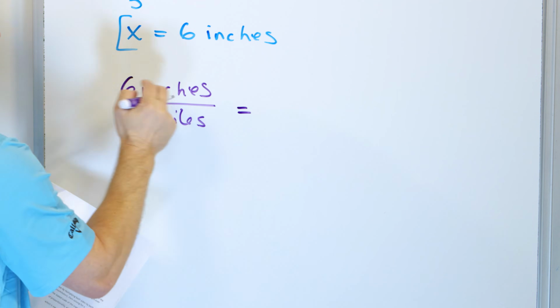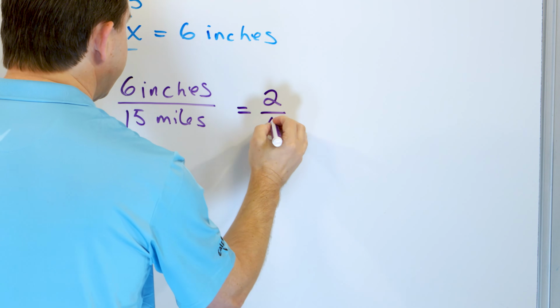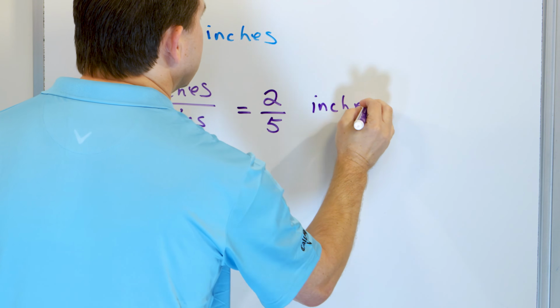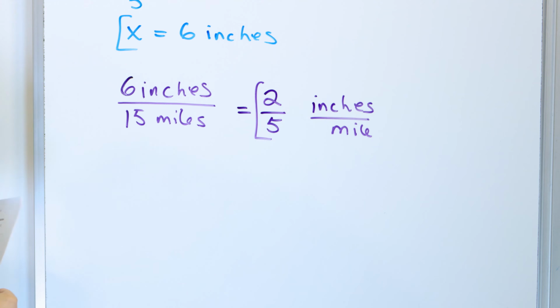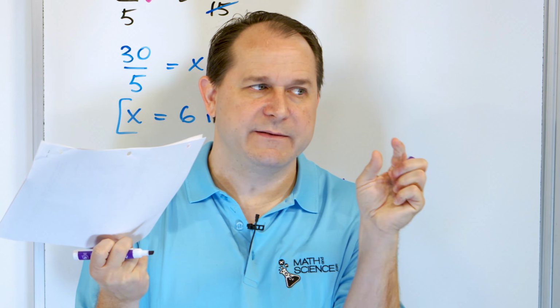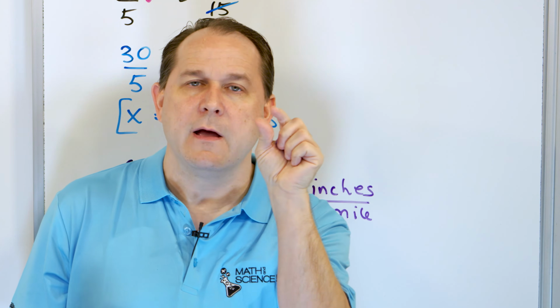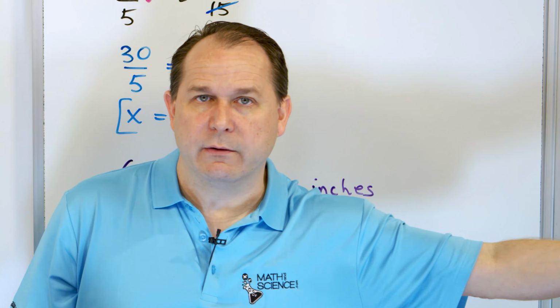6 divided by 3 is 2, and 15 divided by 3 is 5. So 2/5, right? And the units are still inches per mile. So what does this mean? This ratio is the simplified ratio between the map distance and the distance in real life. 2/5 of an inch is smaller than an inch, but that's how far you go on the map in inches for every 1 mile in the outside world.